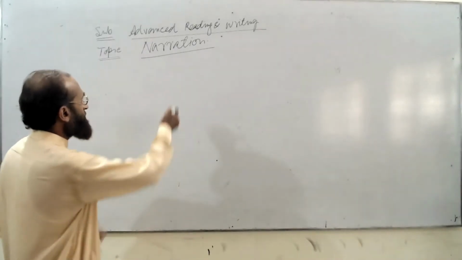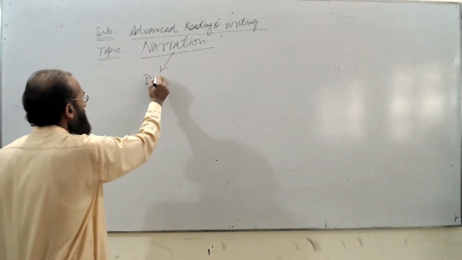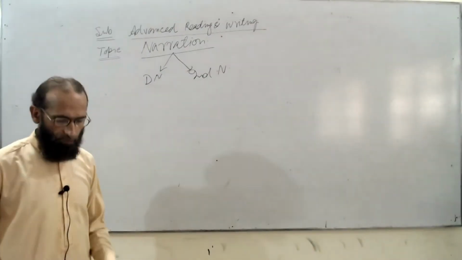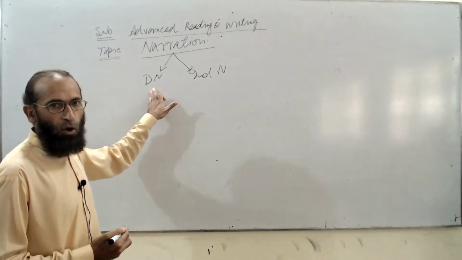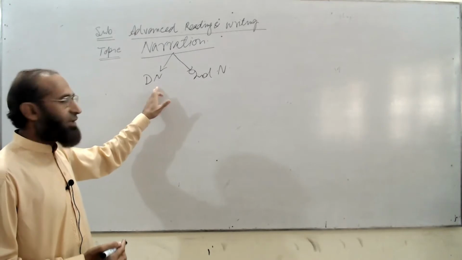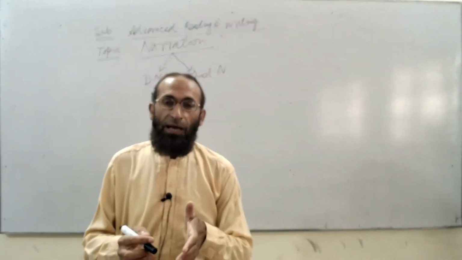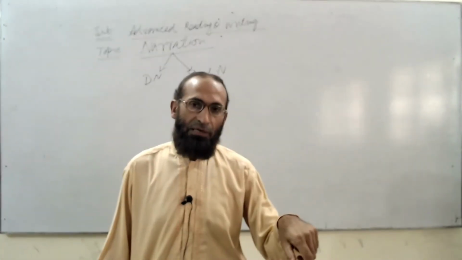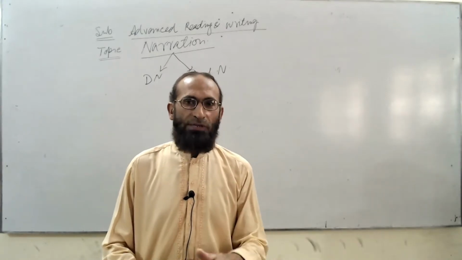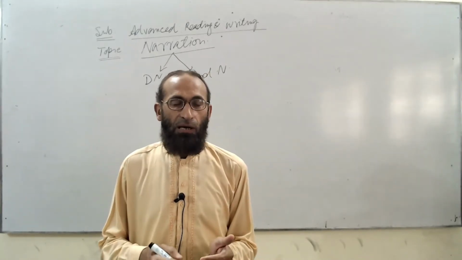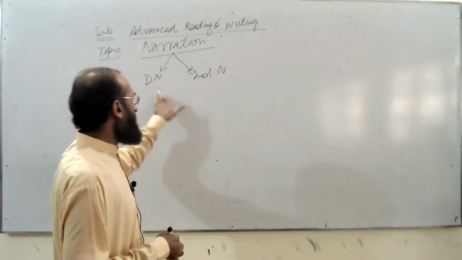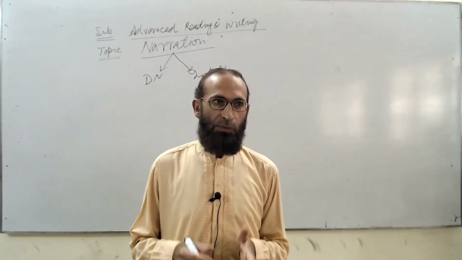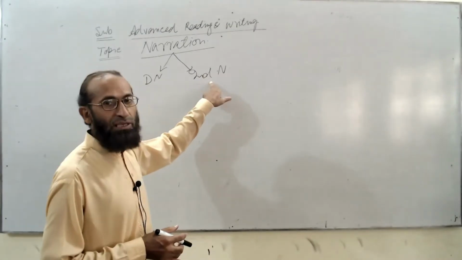So narrations are of two kinds: direct narration, and the second one is indirect narration. When we convey any kind of idea or expression to other people and we don't change any tense, this is called direct narration. If I say, Sir Altaf said, I'm coming today, and thousands of people convey this idea in the same tense, it means that they are using direct narration. And if they make any kind of changes in tenses, it means that they are going to use indirect narration.